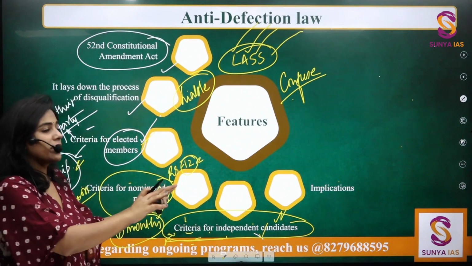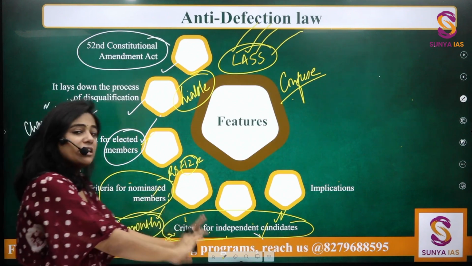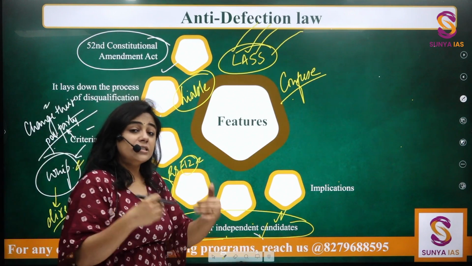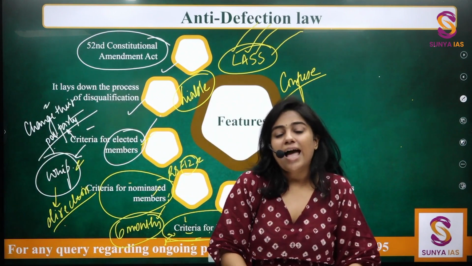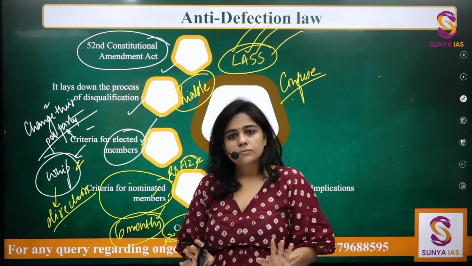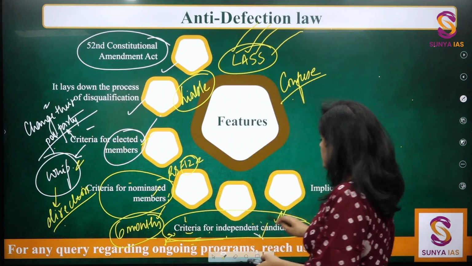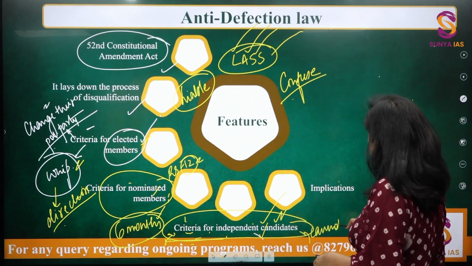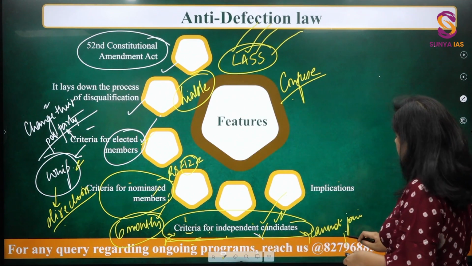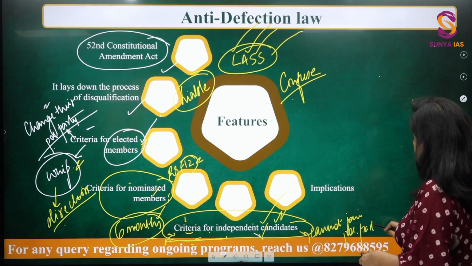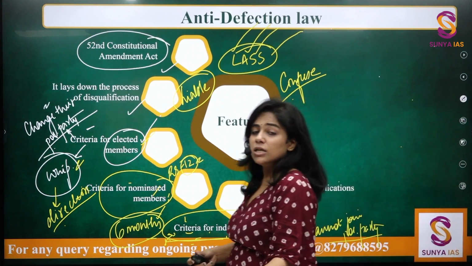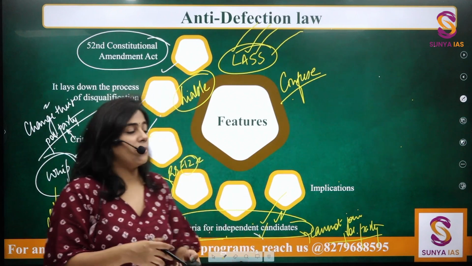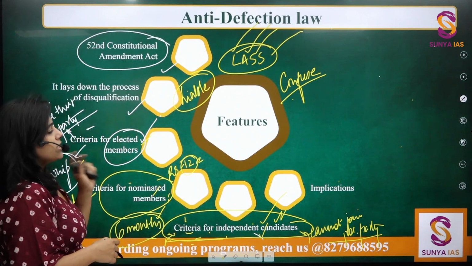So, criteria for independent candidates is that they can never join a political party. If they want to join a political party, they need to leave their seat as an MP or an MLA. They need to join the party. They need to face elections again and then get re-elected. Understand? This is the criteria for independent candidates, that they cannot join any political party. Now that you know the logic behind it, you will never forget and you will never do a question wrong in your prelims examination especially. So these are the features.